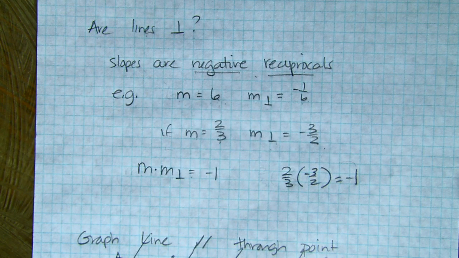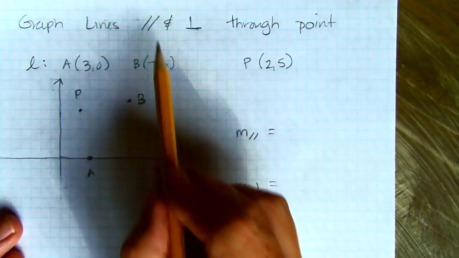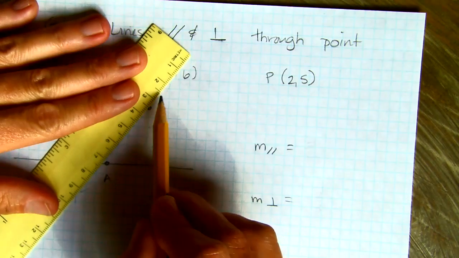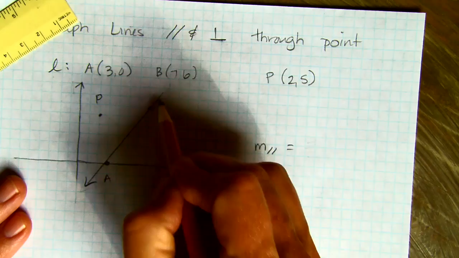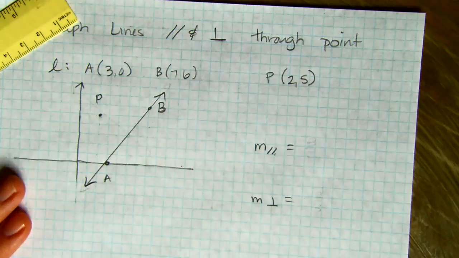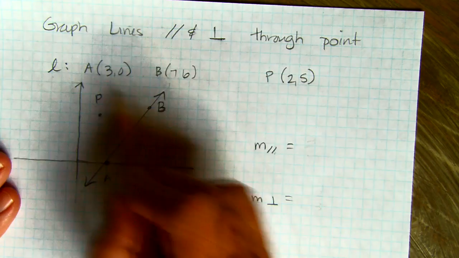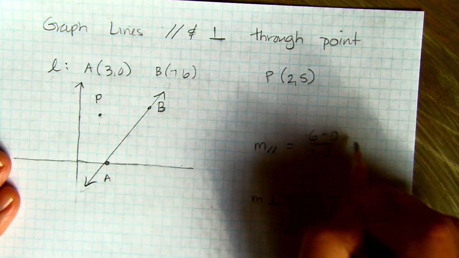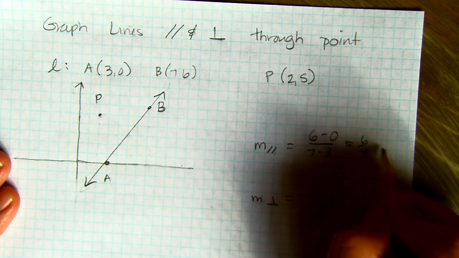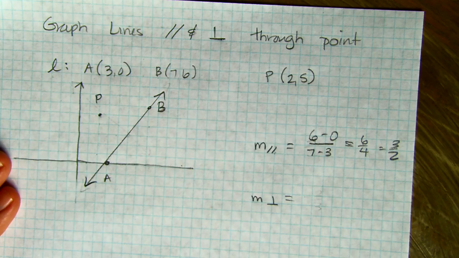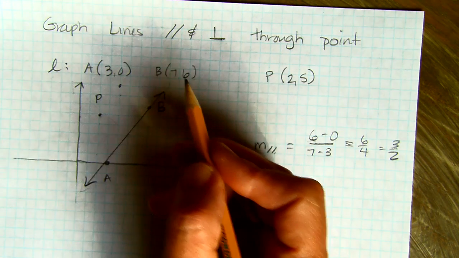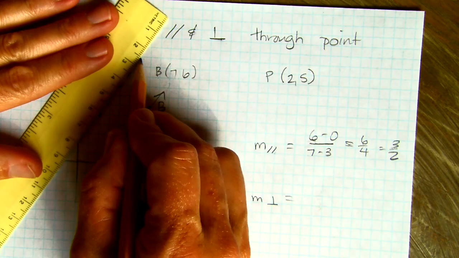is -1. And finally, the other kind of problem you're going to have to do is graph lines that are parallel and perpendicular through a point. Well, here's our line L. It contains points A and B. And I want a line parallel to it that goes through P. How do I find a line parallel? It's going to have a slope of 6 minus 0 over 7 minus 3, which is 6 over 4, which is 3 over 2. So if I go over 2, I need to go up 3, and there's my parallel line.